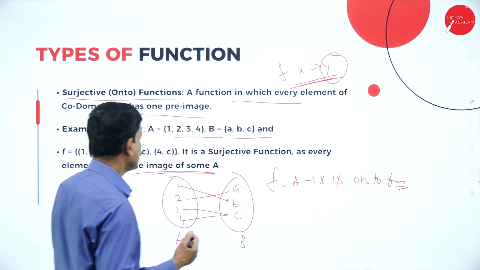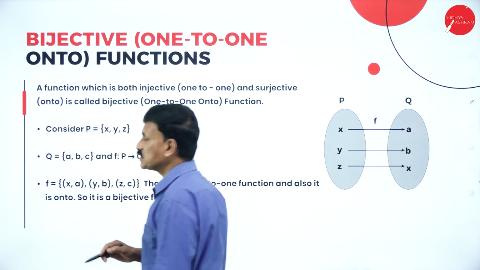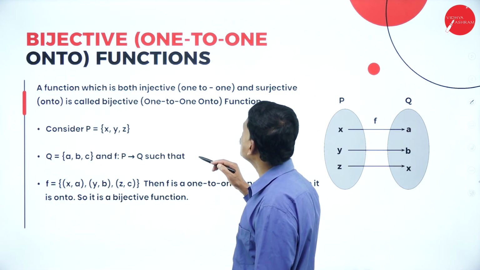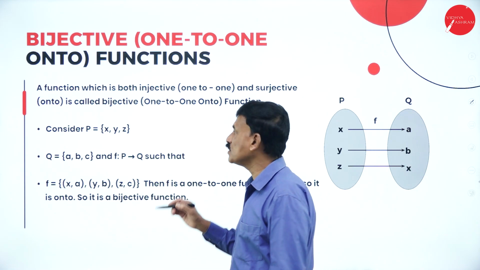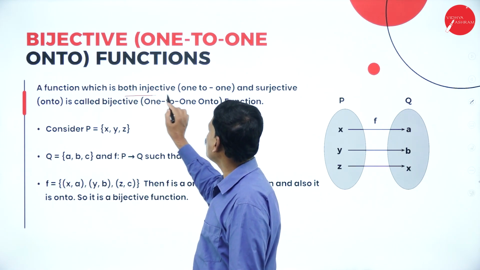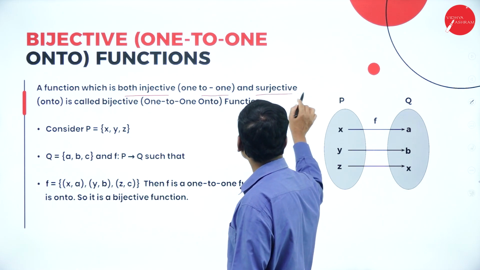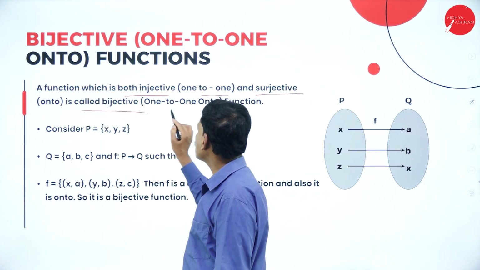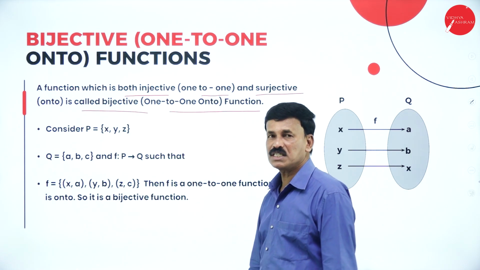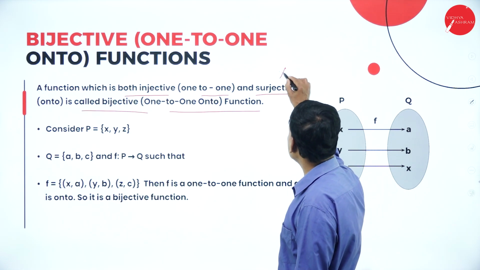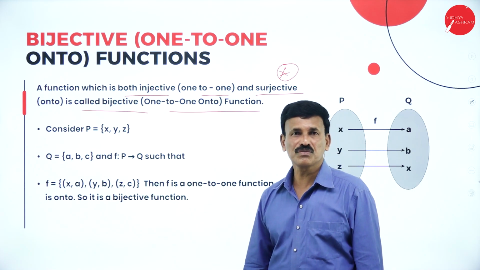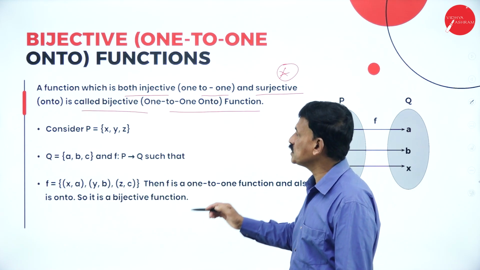Now, let us come to the next one, the bijective function. Bijective function means a one-one and onto function. A function which is both injective, one-to-one, and surjective, onto, is called a bijective function. A function which is both one-one and onto is called a bijective function. Very important: a function which is both one-one and onto is called a bijective function.